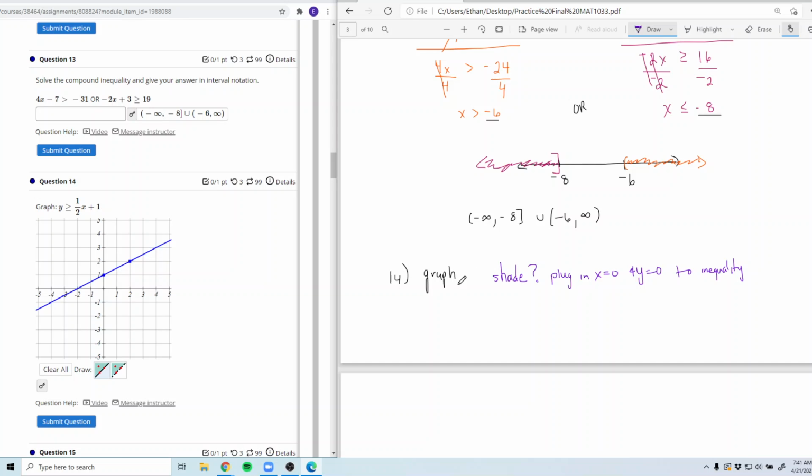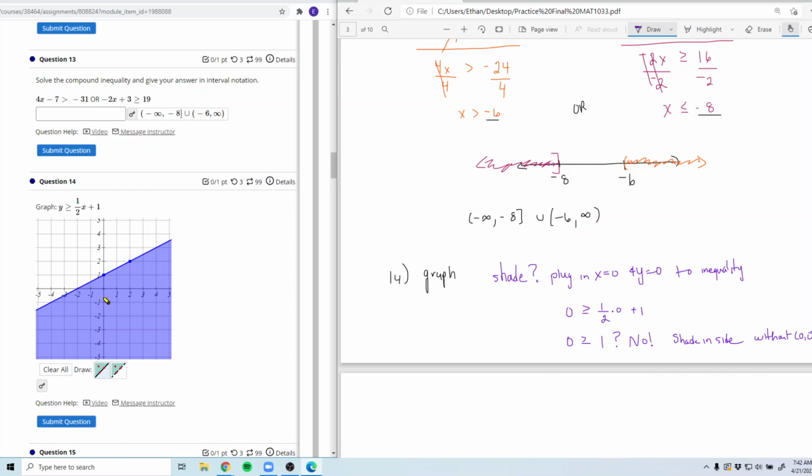So go ahead and take this equation and replace y with 0. We get 0 is greater than or equal to 1/2. Replace x with 0 as well, plus 1. And then 1/2 times 0, anything times 0 is 0. So this is just 0 is greater than or equal to 0 plus 1 is 1. Is that true? Is 0 greater than or equal to 1? No. What is that telling us? It's telling us to shade in the side without 0, 0. If we got a yes, then we would shade in this side because it's where 0, 0 is.